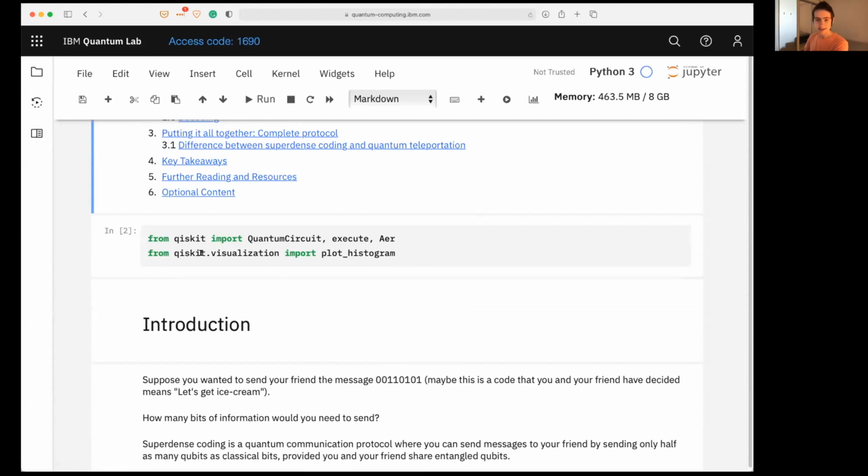So first things first, as always with these notebooks, we need to import stuff. Today we actually don't need that many things. We just need these. So again, I'm just going to click this cell and then click the run button. And when we see a number here, that means that our cell has run.